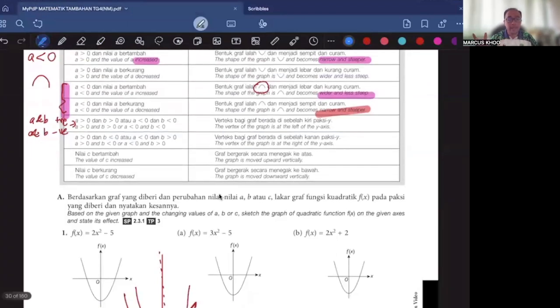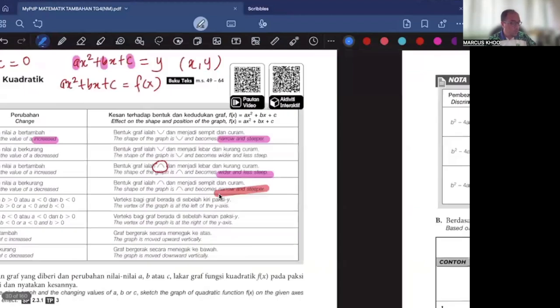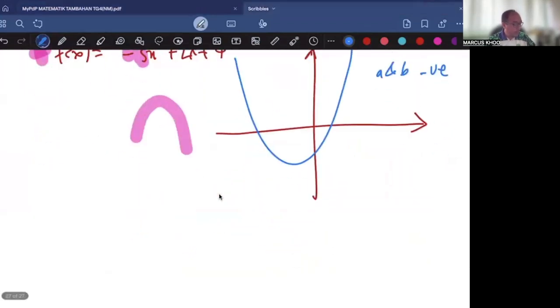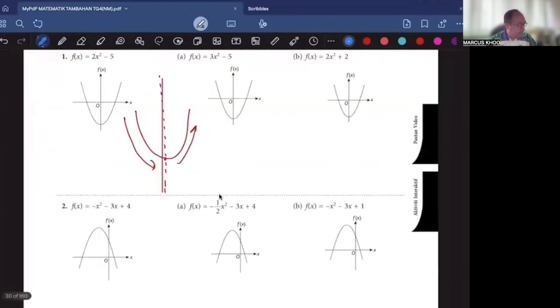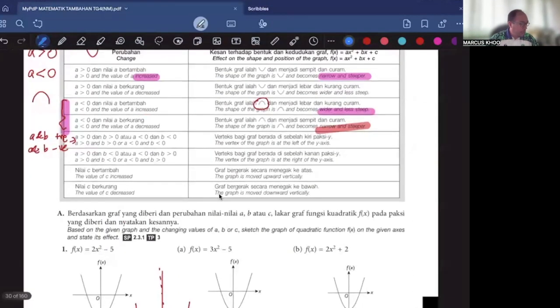Now, if it is neither, if one is positive and one is negative, whether it's A and B, the vertex of the graph is at the right of the y-axis. So instead of being on the left like that, the graph will look like that. It will be on the right. This is one positive, one negative. A normal quadratic graph will look like this, nicely in the center like that. When equal, it's at the y-axis. It's totally different.